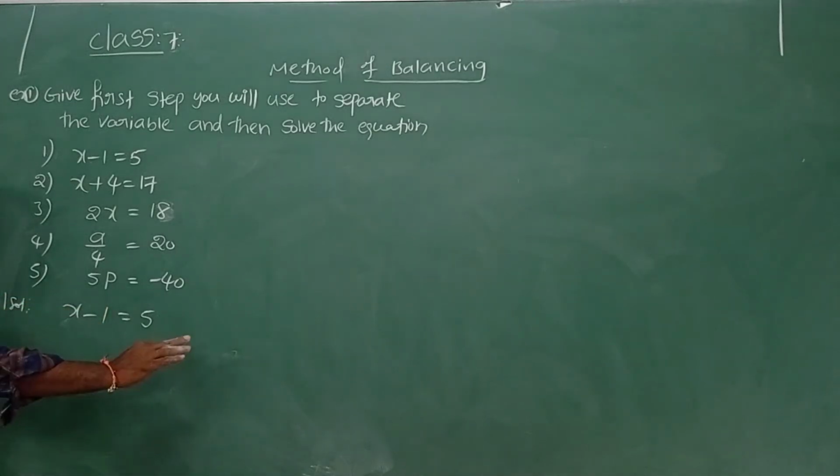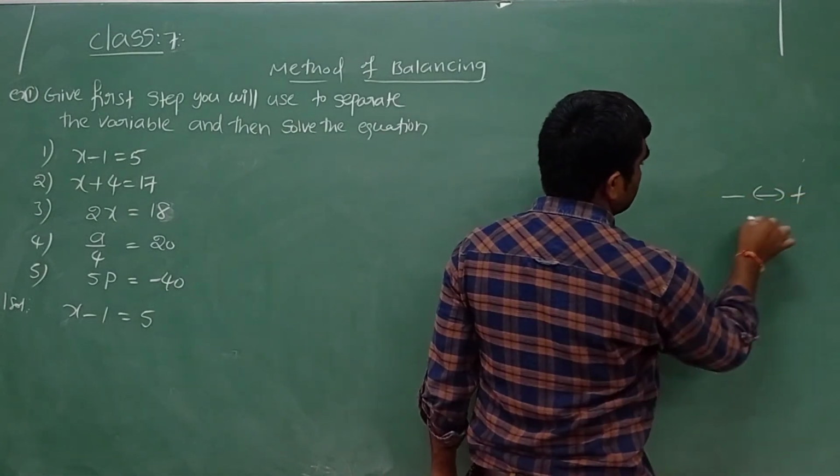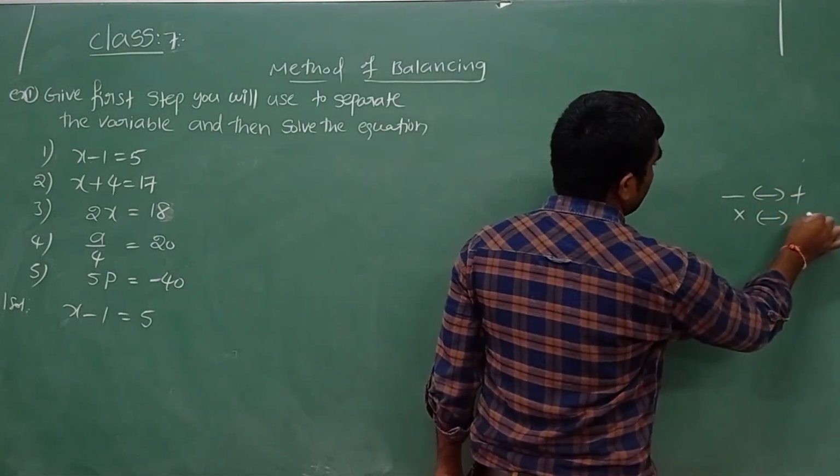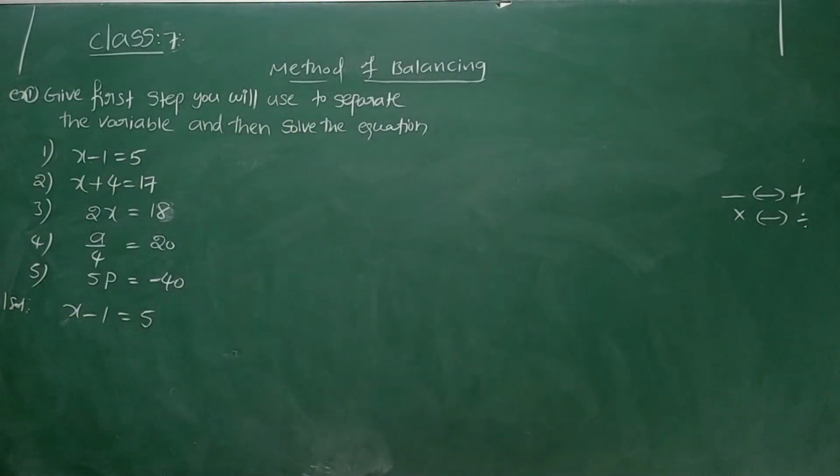How can I make x separate? This minus 1 we have to remove. So how can I remove this minus 1? By adding plus 1 to both sides. I told you that for minus the opposite is plus, and for into we can take the opposite, division. So when we have a minus quantity, to remove that we can do plus on both sides.